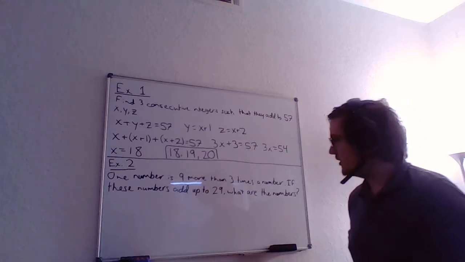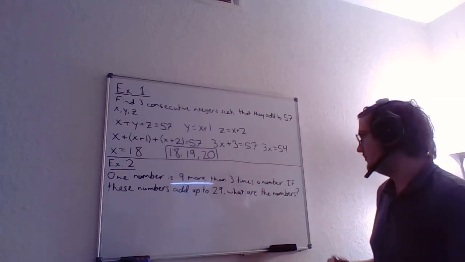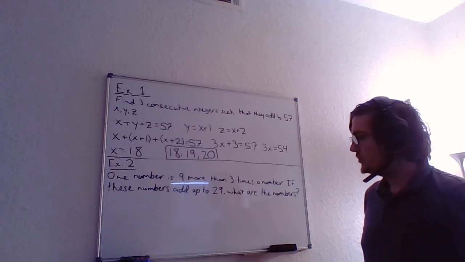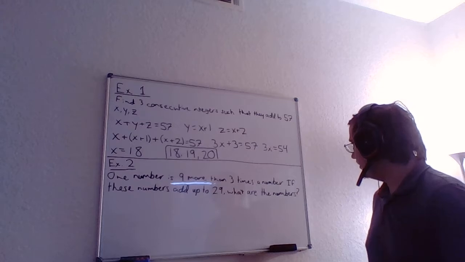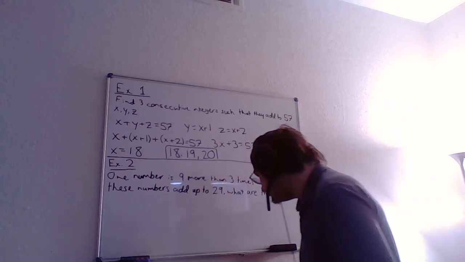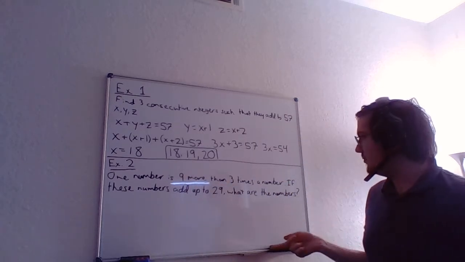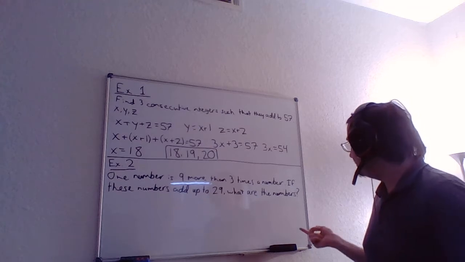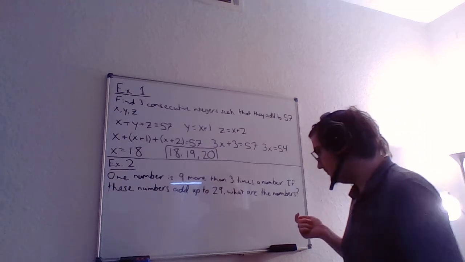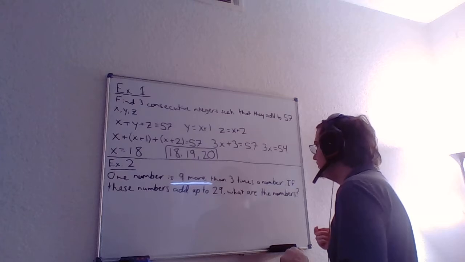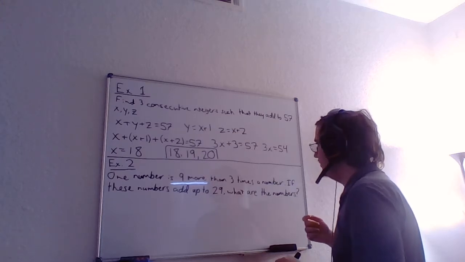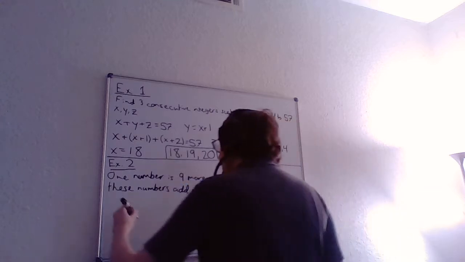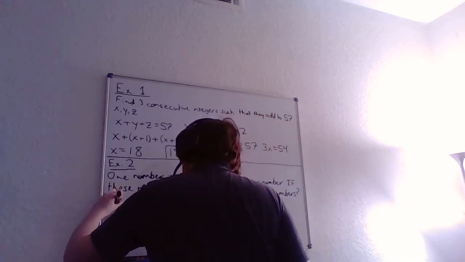So now let's move on to problem 2. This one's a bit trickier. One number is 9 more than 3 times a number. If these numbers add up to 29, what are the numbers? So, let's say that our two numbers are x and y.